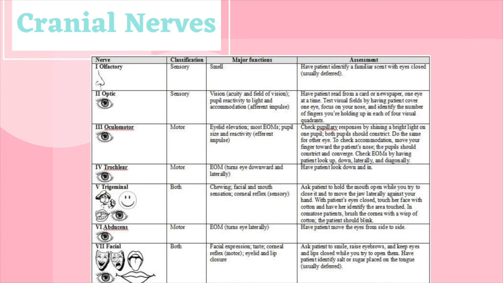Number 4. Cranial nerve 4 is trochlear, which is for motor. EOM turns eye downward and laterally. Have patient look down and in.